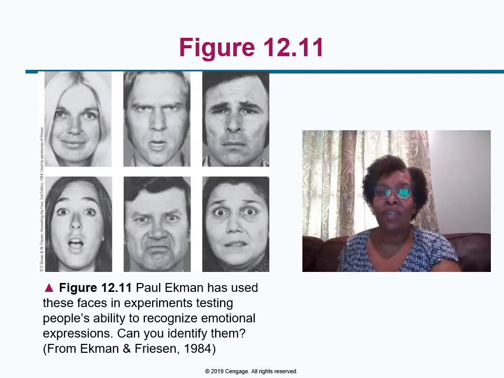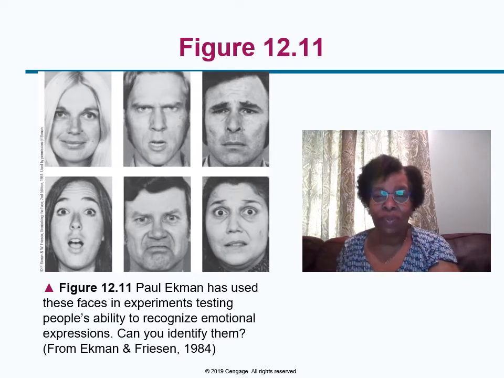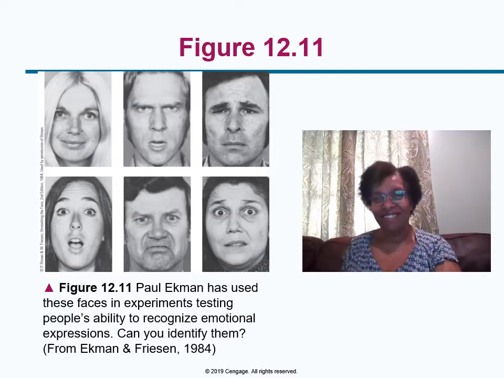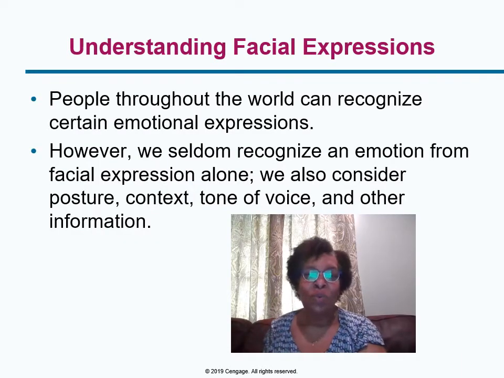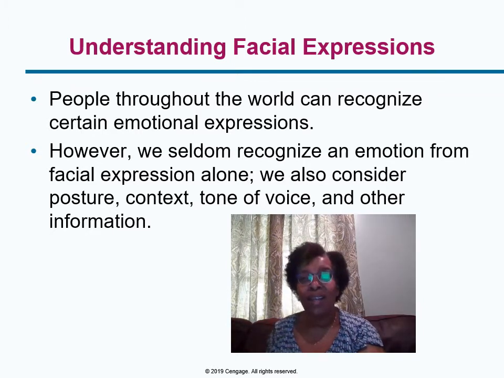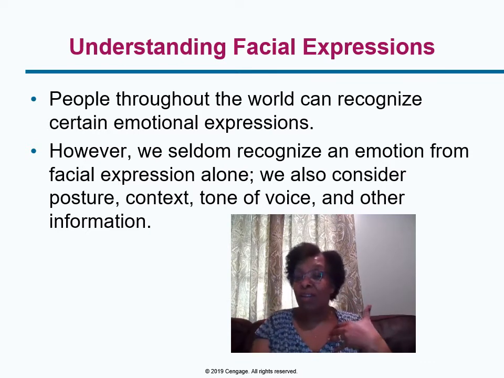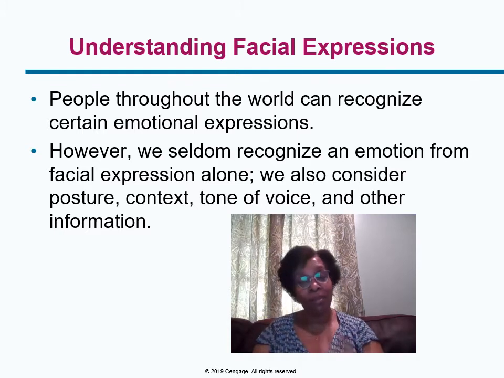So when we talk about facial expressions, take a look at this figure here, figure 12.11. Ekman used these faces during an experiment in which he wanted to see how people would recognize those emotional expressions. And based on them, can you tell how a person feels? So when we're trying to understand facial expressions, we identify someone's emotions through their context, their posture. We look at the touch, the tone of their voice, as well as gestures, and not just the facial expression alone. So just because I'm not smiling all the time doesn't mean I'm not happy.